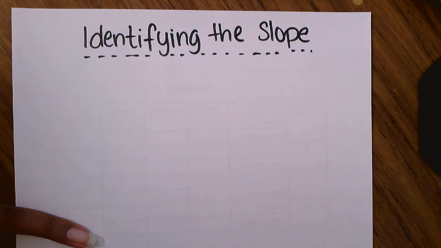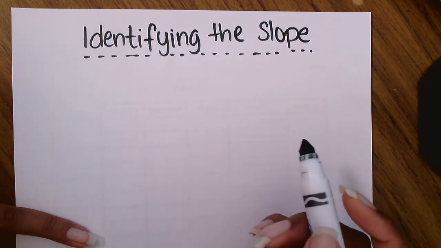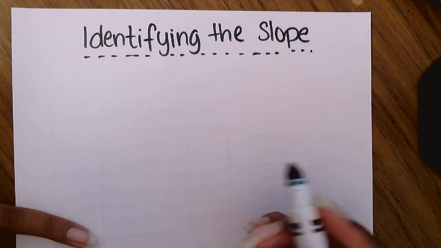Today we're going to be working on identifying the slope of a linear function or a line from three different representations: a table, a graph, or an equation. So remember that functions can always be written in three different ways.